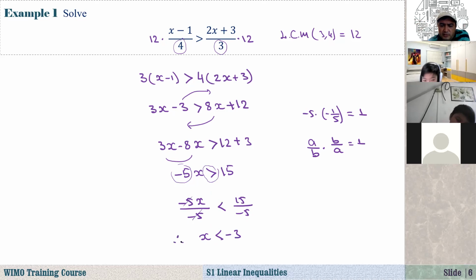So all the numbers that are less than -3 will be the solution of this inequality, right? On the number line, if you just illustrate your answer, here we have -3, and all the numbers to the left of -3, right? All the answers are here. So that is the solution set of this inequality.